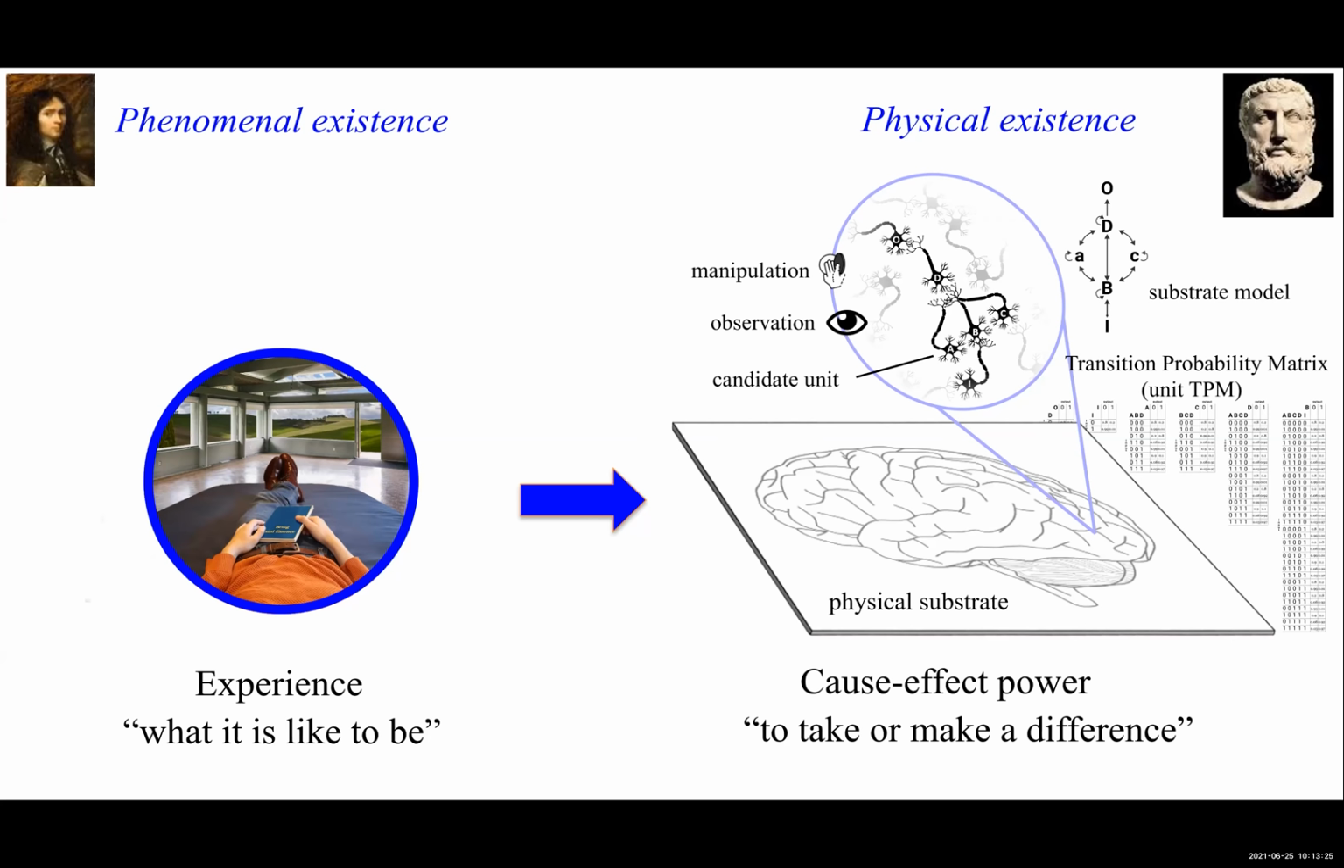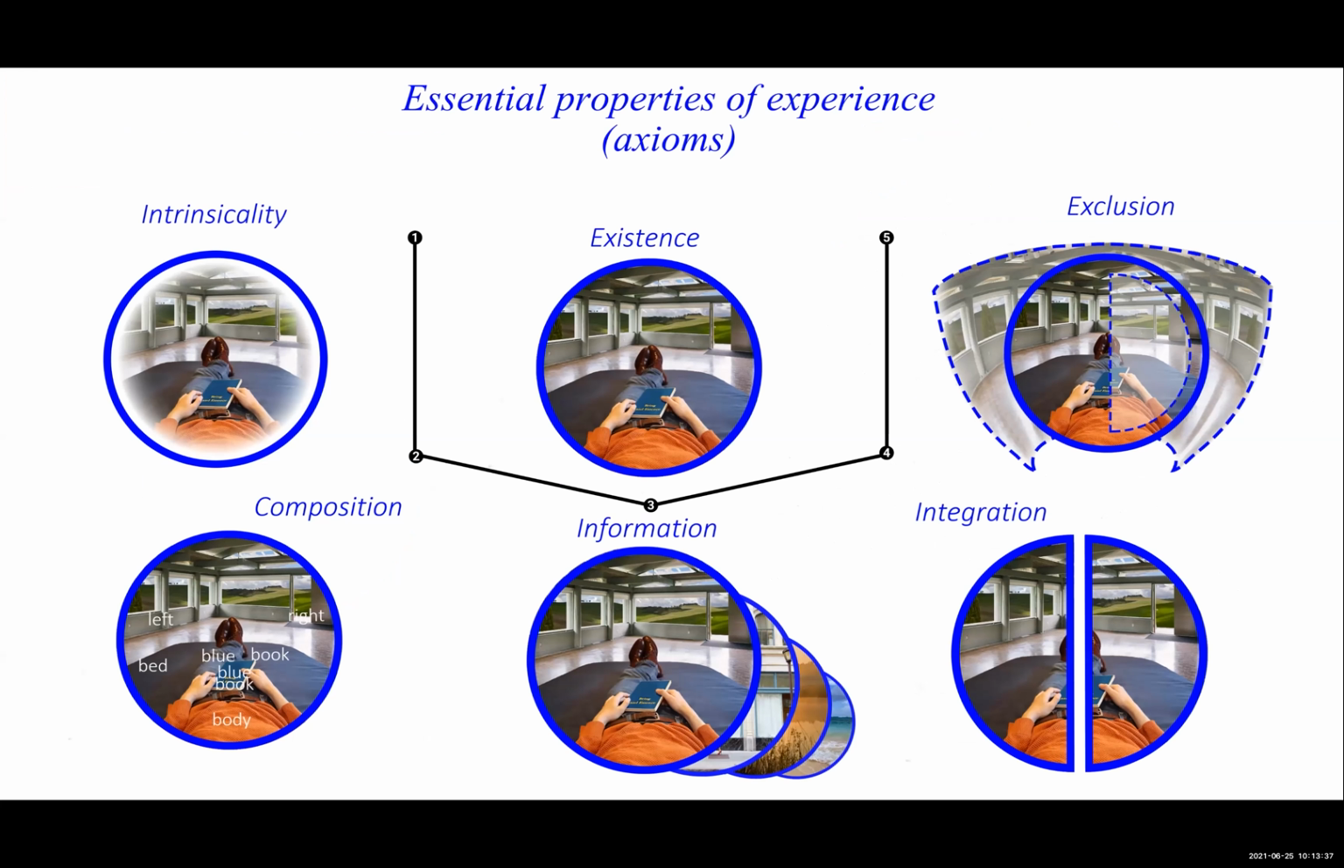Out of this, we can basically describe, ideally, a transition probability matrix for the units. We can see the cause-effect power of the substrate at whatever level we want. And then we want to explain the properties of experience.